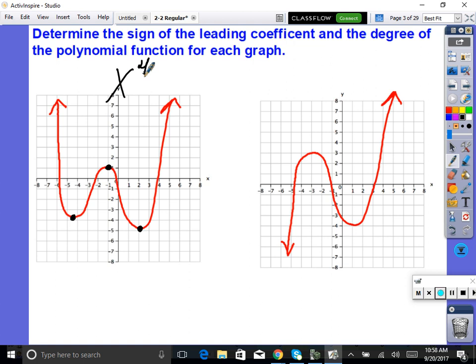Positive, because it's up and up. You're right. So you just say it's a positive number. You don't know what number it is, but it's positive. All good? Let's do this one.